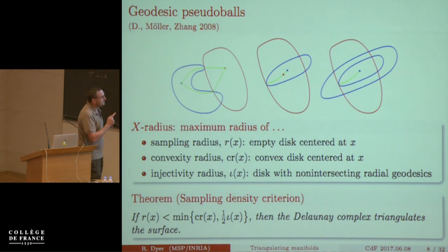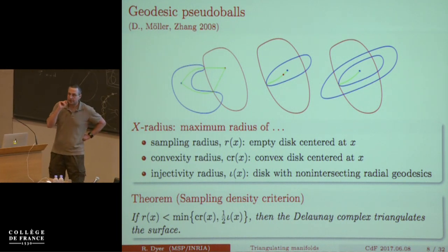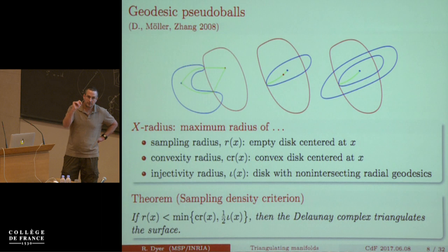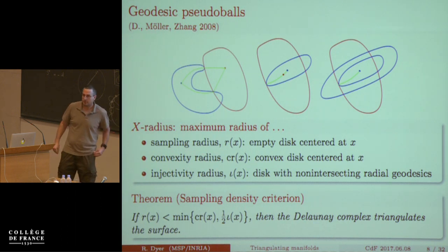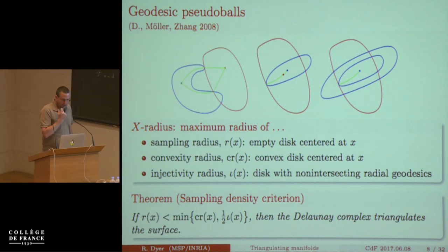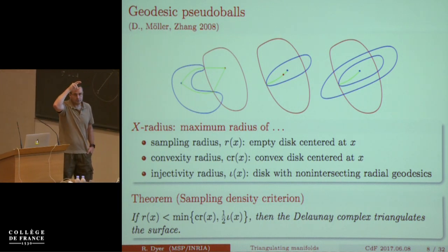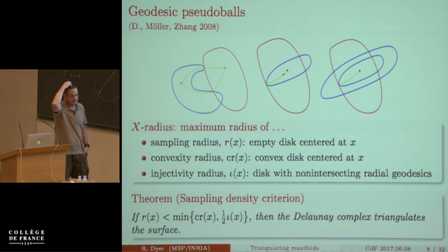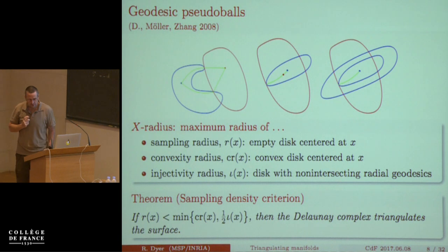And then there's the injectivity radius, which is looking at just radial geodesics emanating from the center. I just demand that they never intersect each other. So they're all like these spokes going out from the wheel that don't intersect. And so I'm demanding that the sampling radius is going to push my balls to be smaller than half the injectivity radius at any point. And now we can see why they have to be pseudodisks.